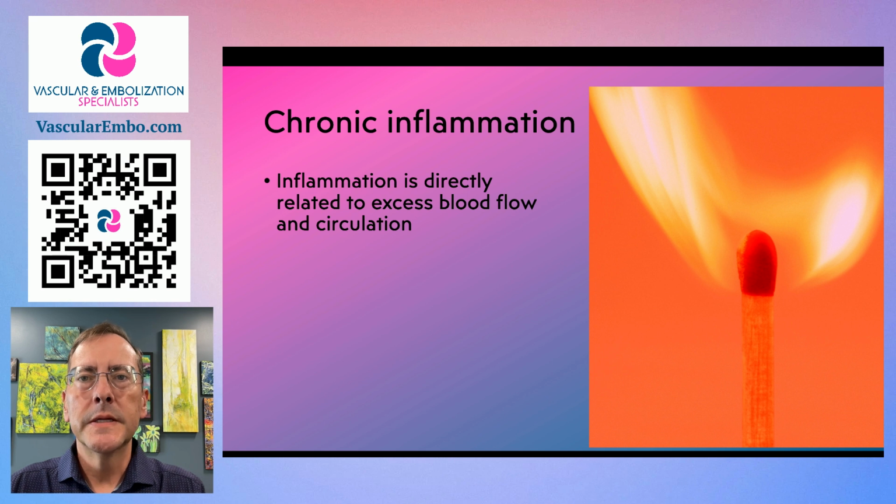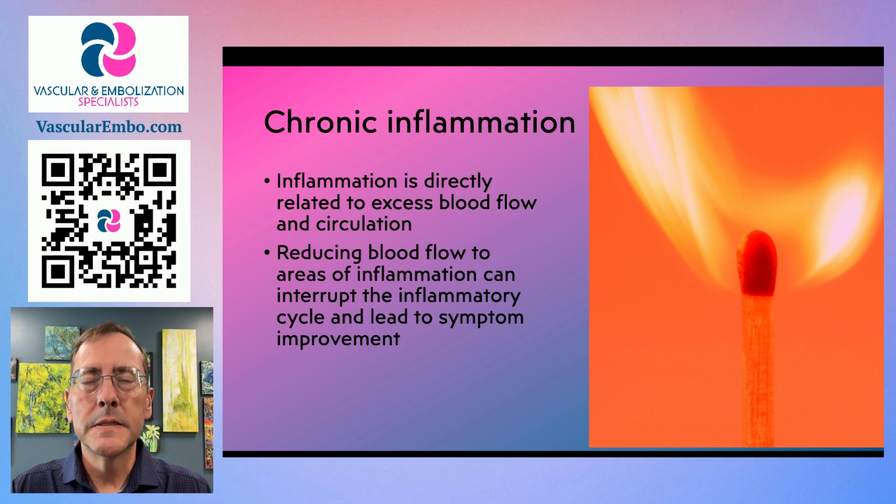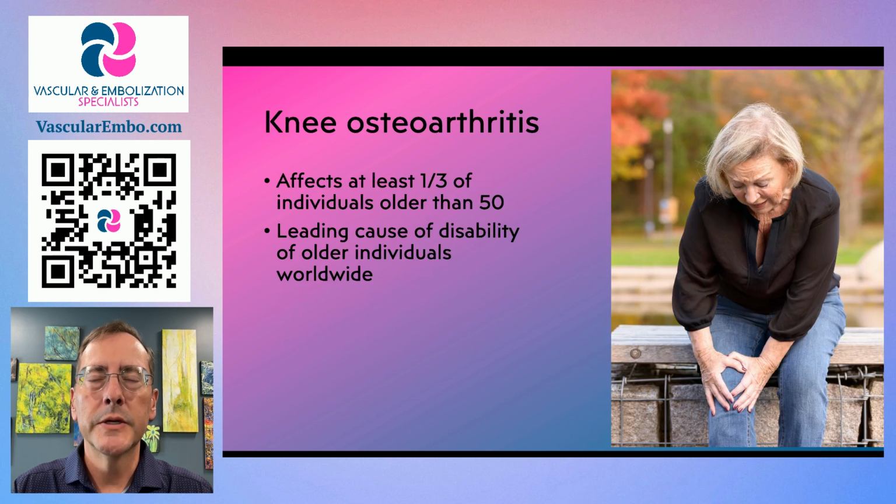Chronic inflammation is inflammation that is directly related to excess circulation to an area of the body. That you develop inflammation because of use or because of injury, and this inflammation in and of itself recruits more circulation to the area, which in and of itself promotes more inflammation. And you end up with this vicious cycle that feeds on itself, and reducing blood flow, reducing circulation to the area of inflammation can interrupt this cycle and can lead to symptom improvement in a majority of patients.